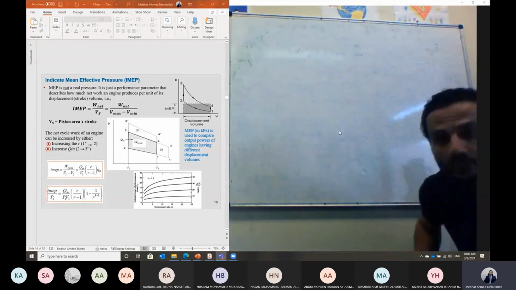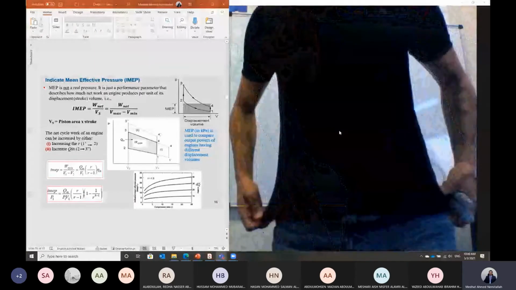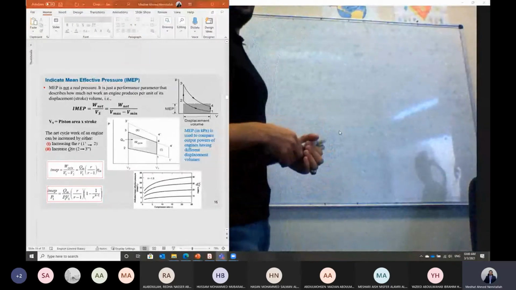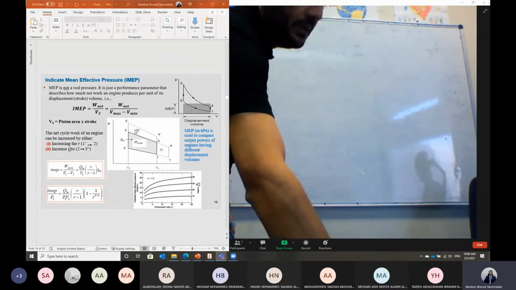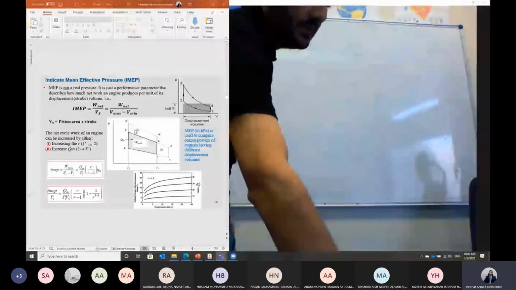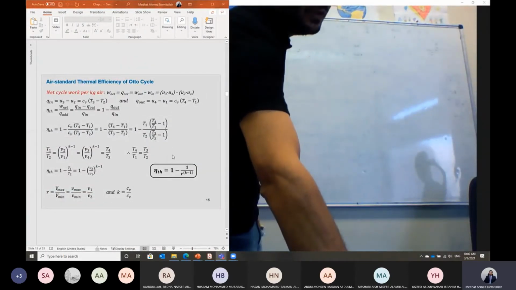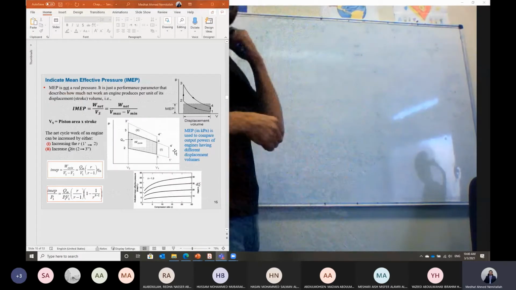So last time, Shabab, we spoke about the Otto cycle, the representation of the cycle of the gasoline engine on the PV diagram. We have derived last time this relation for the thermal efficiency of an engine working on the Otto cycle, which you can represent as the case of a gasoline engine.